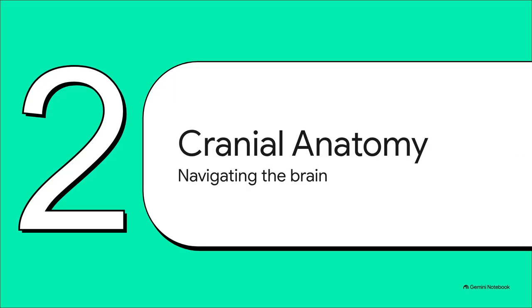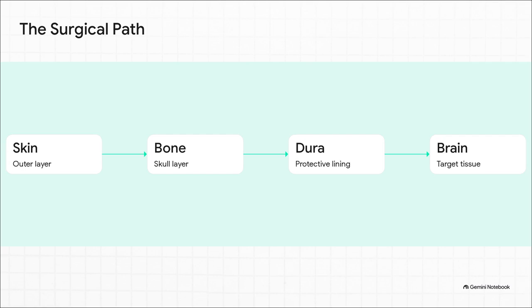All right, moving on to Section 2, navigating cranial anatomy. Now that we've got the precision principle locked in, let's actually build the biological blueprint that the surgeon navigates in the OR. This surgical path is never random. It's a very deliberate, layer-by-layer journey.